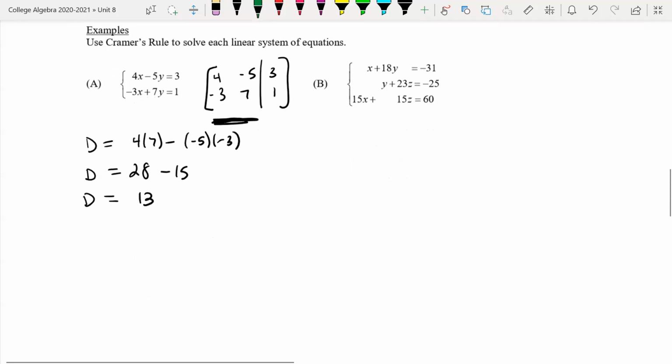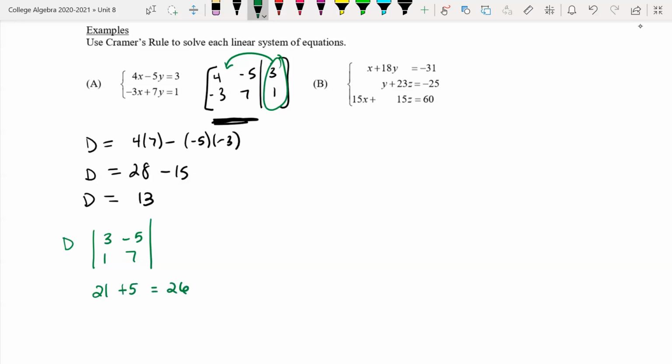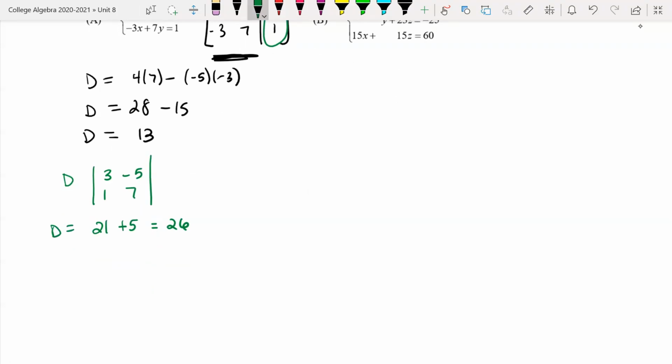So then, to find x, here's what you do. You take the solutions and you replace them in the x column. So I'm going to find the determinant of this now. So I'm going to get 21 minus the negative 5, which turns into plus 5, which is 26. So then you take your answer that you got for that determinant and you divide it by the original determinant to figure out what x is going to be. So x is going to be 2 in this case.